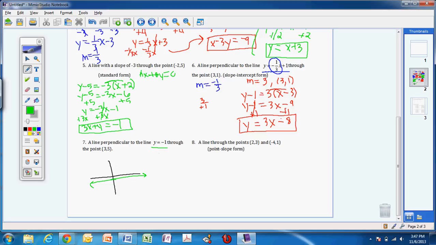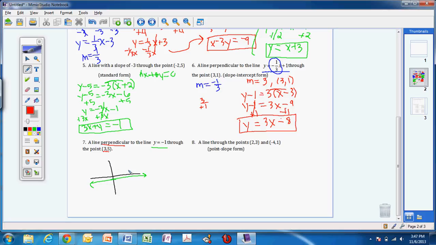Now, we want to write the equation of a line perpendicular to that through the point (3, 5). So if I have a horizontal line, I know that a line perpendicular to that is automatically going to be a vertical line. And it's important now because I know it's a vertical line. There are a lot of vertical lines that could be on this graph, but it's telling us specifically it has to be the one through (3, 5).